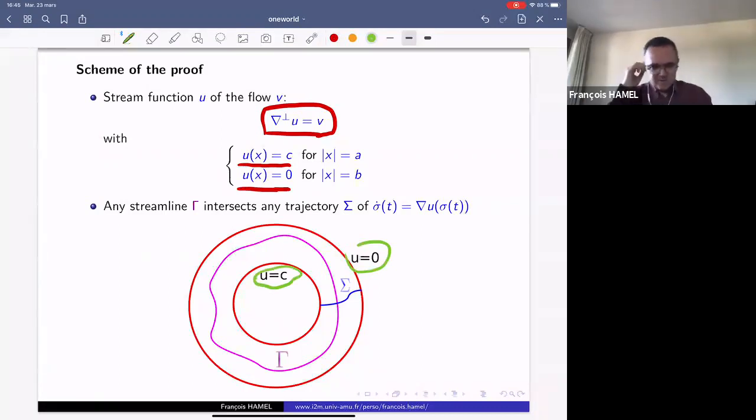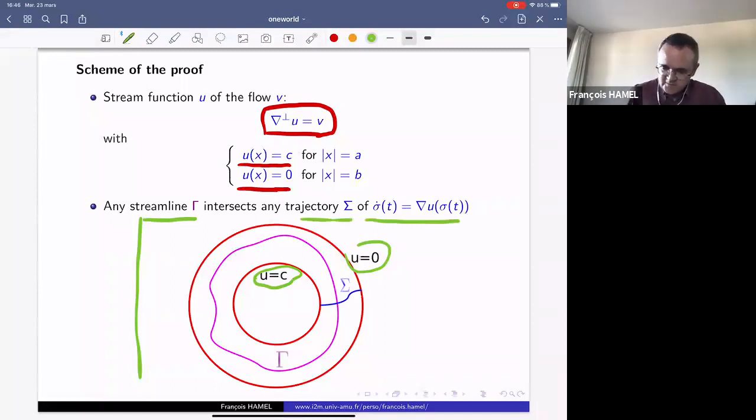Now in this picture, I claim that any streamline of the flow, the streamlines being the trajectories given by the flow, any streamline gamma intersects any trajectory capital sigma of the gradient of the stream function. There are several facts. First of all, along any streamline gamma, the stream function is obviously constant.